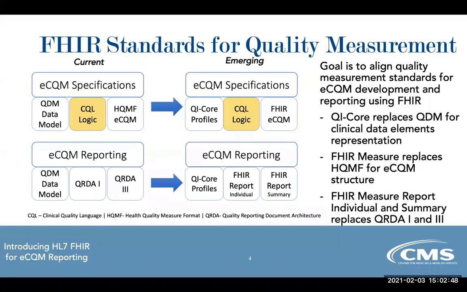Below that is a representation of the changes to the eCQM reporting. Again, the QI-Core profiles would replace QDM. The FHIR measure report individual and summary would replace the currently used QRDA 1 and 3. And the goal is to align quality measurement standards for eCQM development and reporting to both be using FHIR. And now I'll turn the presentation over to Michael Holg to go through a FHIR walkthrough for electronic clinical quality measurement.